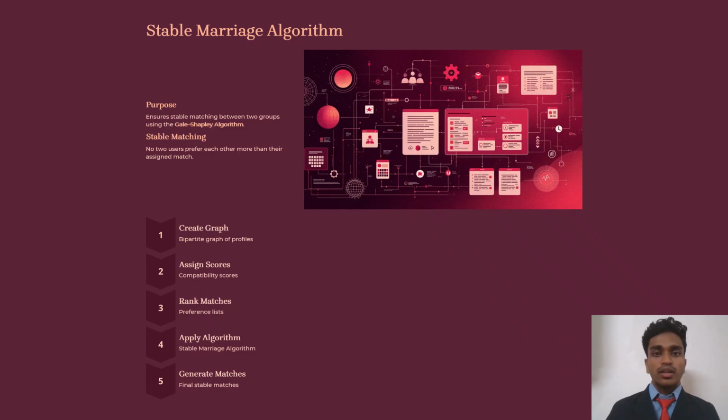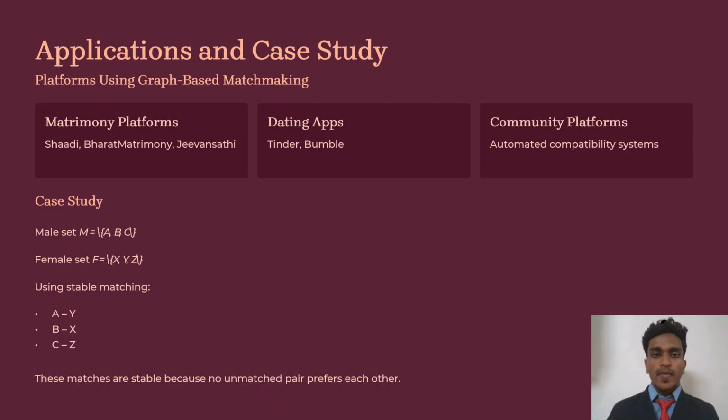To generate fair partner matches, matchmaking systems use the stable marriage algorithm, also known as the Gale-Shapley algorithm. The main goal of this algorithm is to produce stable matches. A matching is considered stable if there is no pair of users who would both prefer each other over their assigned partner. The process usually follows these steps. First, the system creates a bipartite graph of profiles. Then, compatibility scores are assigned. Next, preference lists are created based on these scores. The stable marriage algorithm is then applied to generate the final stable matches.